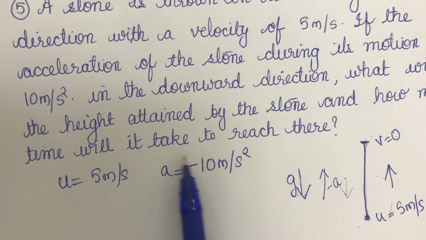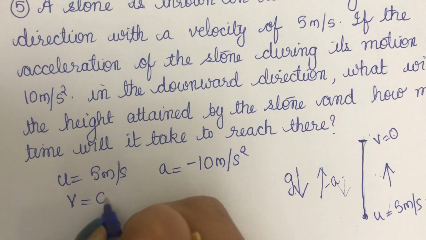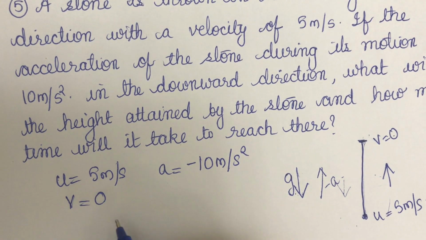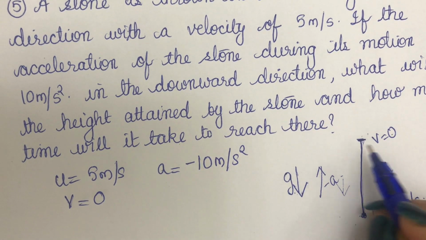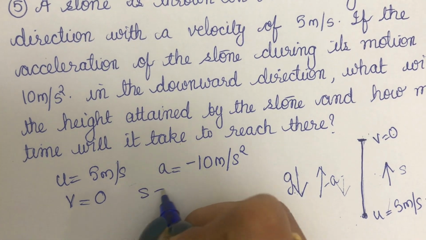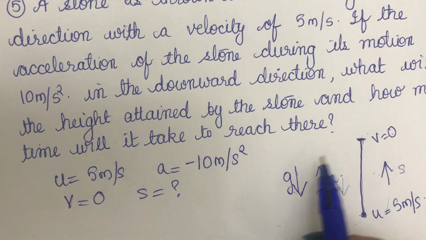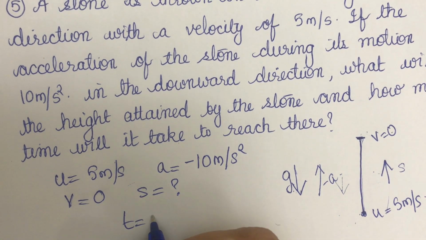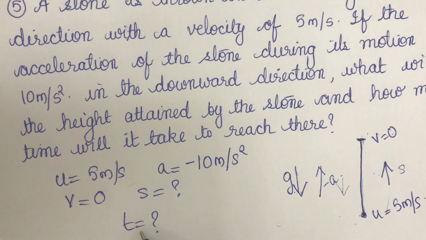Now, what will be the height attained by the stone? What we have is v, the final velocity: when it reaches the maximum height, the velocity will be 0. Now we have to find the maximum height, which is nothing but s, the distance. And then how much time will it take to reach there? So t also we have to find. We have u, v, a, so now we can easily find t.